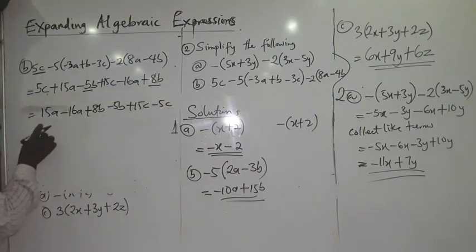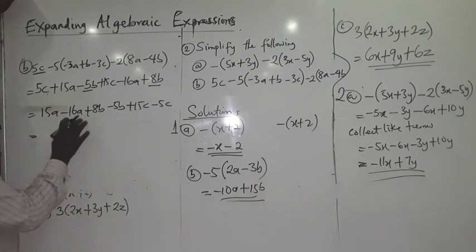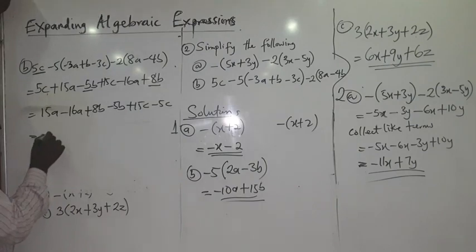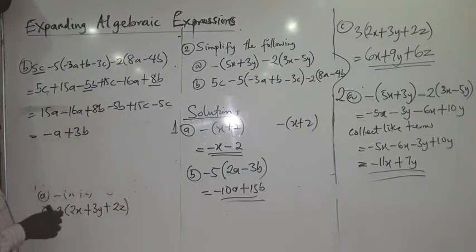Alright? So here, 15A minus 16A. You have 15, you are owing 16. So if you take 15 out of 16, you still have one left. This will be minus A, 1A. So 8B minus 5B will give us plus what? 3B. So it's plus because 8 is bigger than 5.